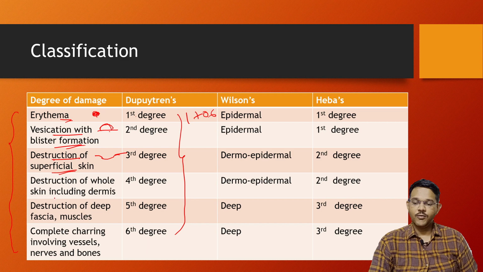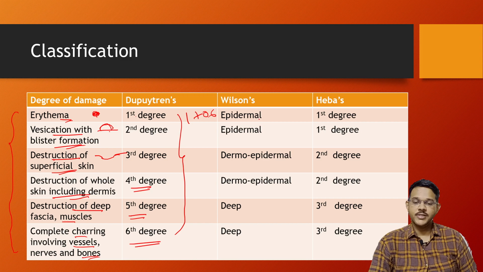Then destruction of the whole skin including dermis, that is a 4th-degree burn. There the damage extends up to the dermis. Then when the damage extends up to deep fascia and muscles, it is 5th-degree burn. And if it extends beyond that to the bones, it becomes 6th degree. It is complete charring of vessels, nerves and bones. So this is the 6th-degree burn.